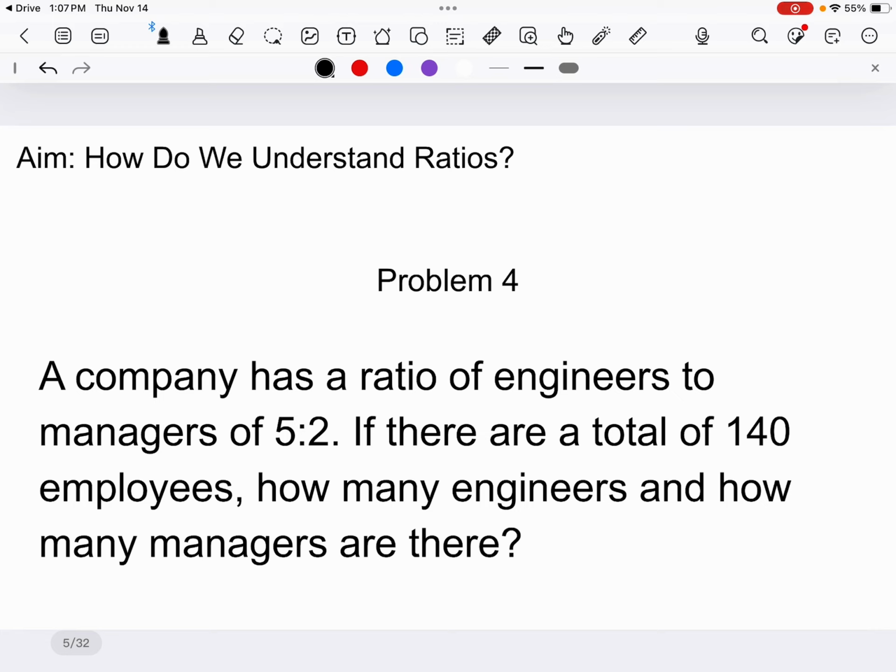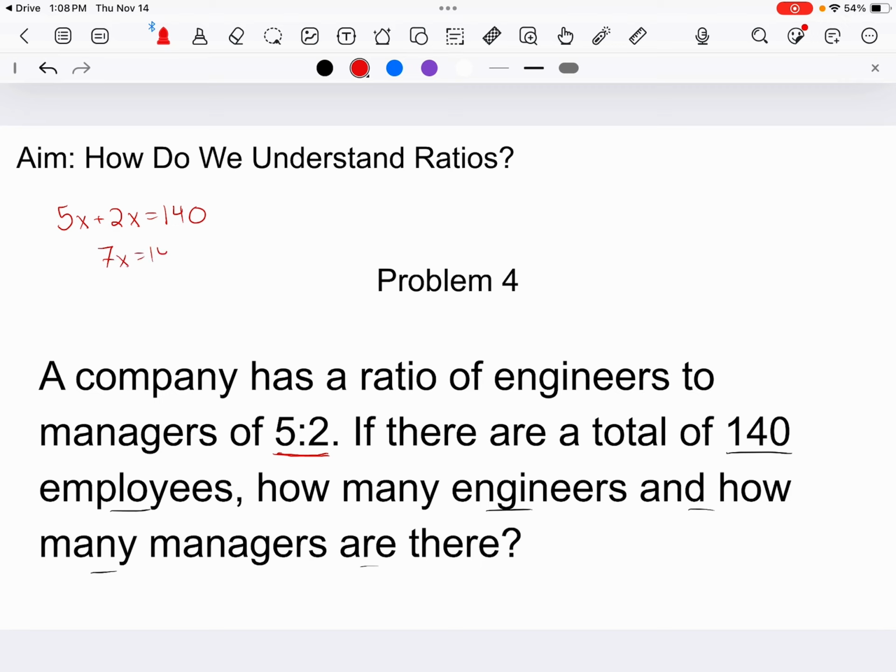A company has a ratio of engineers to managers of 5 to 2. If there's a total of 140 employees, how many engineers and how many managers are there? Since we're given the total, we're going to write an equation. The ratio just means that the same number is being multiplied by the 5 and the 2. Since I don't know what that number is, I'm going to call it x. So 5x plus 2x equals the total of 140.